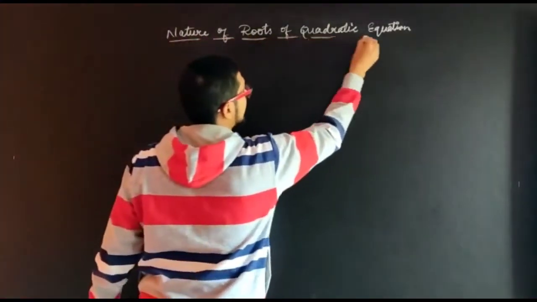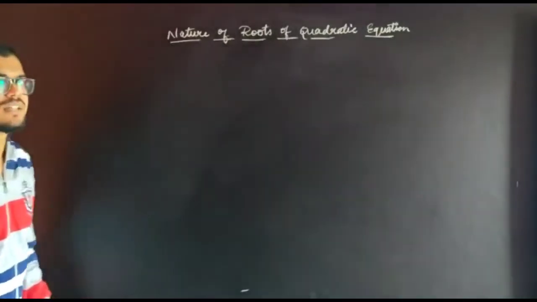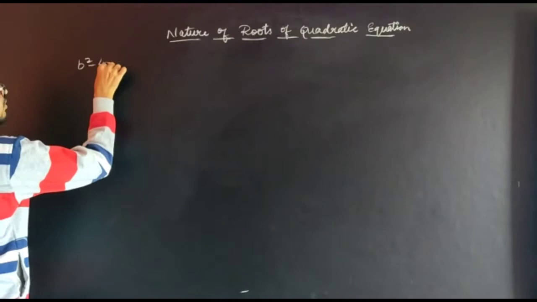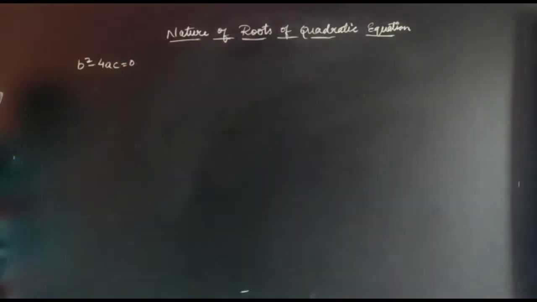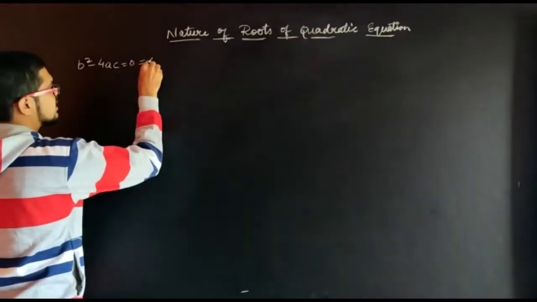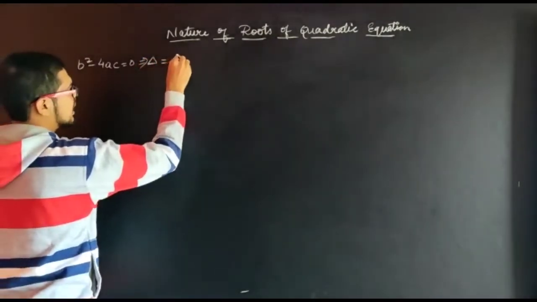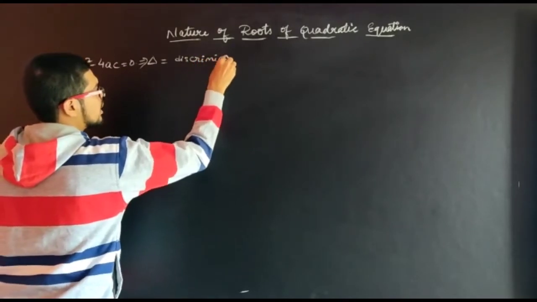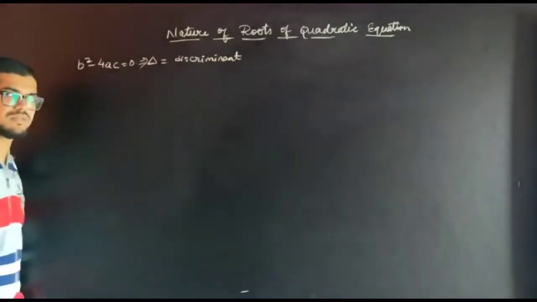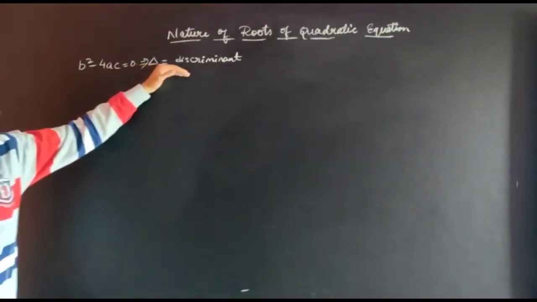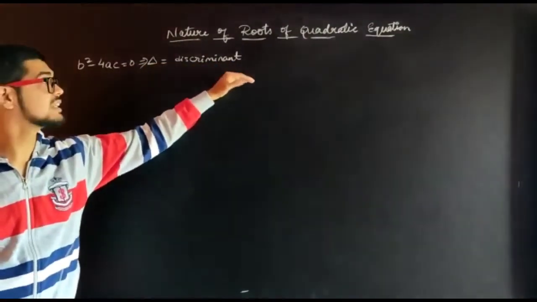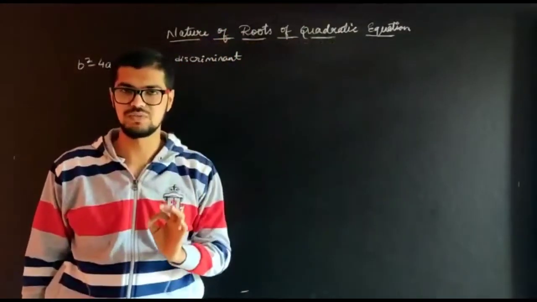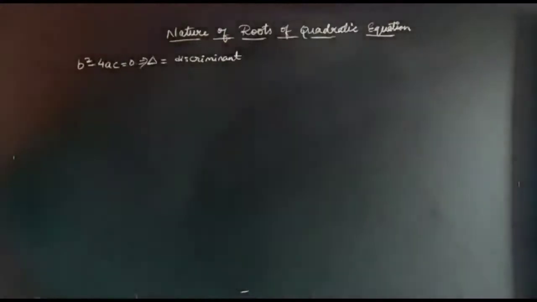Now, I have explained one topic, that is the discriminant. What is the discriminant? b square minus 4ac is called the discriminant. It is also called delta. Depending upon this delta or discriminant value, we will decide the nature of roots of this quadratic equation.